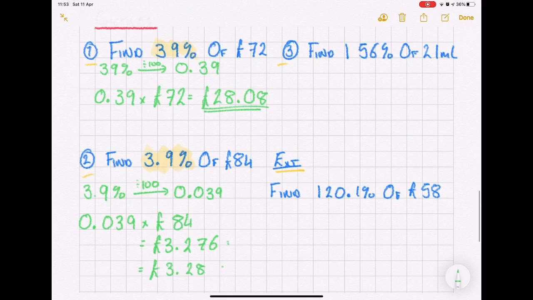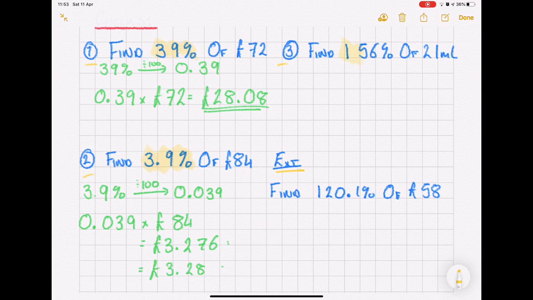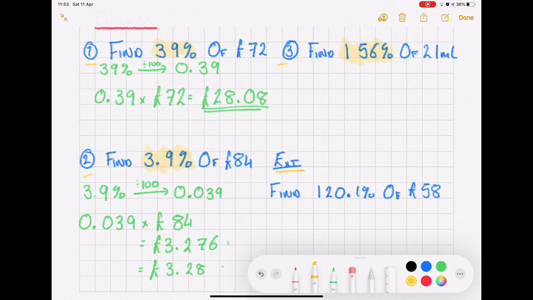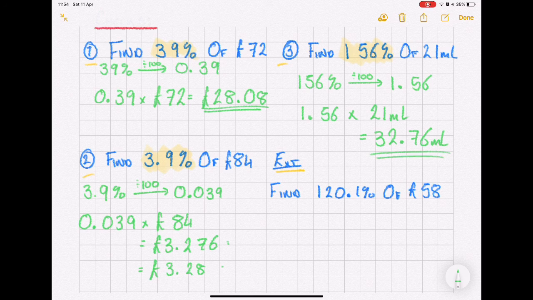Let's have a look at the third one. So we're finding 156% of 21 millilitres. So let's find our multiplier. This is 156% divided by 100 gives us 1.56. 1.56 times by 21 millilitres, and that will give you 32.76 millilitres. There's your final answer there.